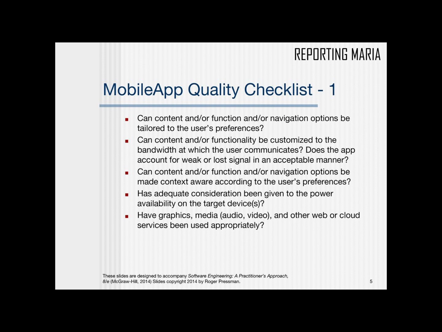Third and fourth question is, can content or function and or navigation options be made context-aware according to the user's preferences? Has adequate consideration been given to the power availability on the target devices? So, yung pag-consider ng power availability is, this means yung pag-taken into account or consideration ng battery life and charging options ng mga devices na ginagamit ng user sa pag-access ng app or website, such as yung pag-optimize ng mga app or websites performance and energy consumption at pag-provide ng low power modes.